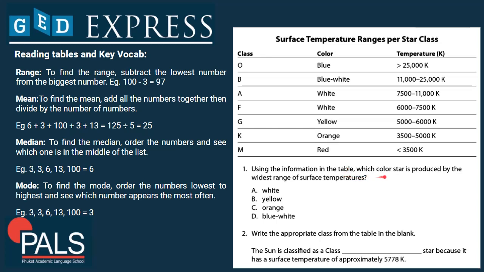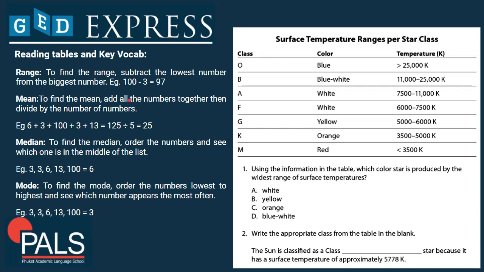Using the information in the table, which color star is produced by the widest range of the surface temperature? And here we have our term range. We need to know what range means. To find the range, subtract the lowest number from the biggest number. For example, 100 minus 3 is 97. In this case, our range would be 97.